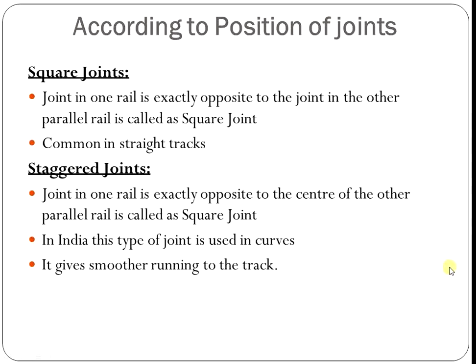The first type of the joints is according to position of joints. The first type is square joints. The joint in one rail that is exactly opposite to the joint in the other parallel rail is called a square joint. It is common in straight tracks. Second one, staggered joints. A joint in one rail that is exactly opposite to the center of the other parallel rail is called a staggered joint. In India, this type of joint is used in the curve section or in turning position. Third, it gives smoother curve running to the track.